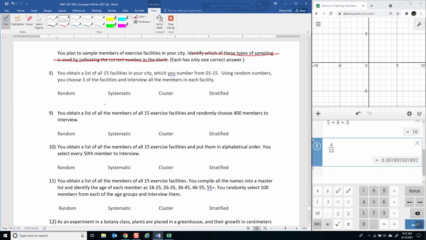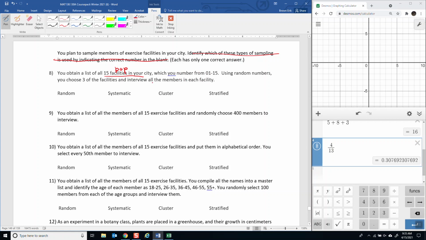That should be deleted. So we're circling the correct answer. All right, we get a list of all 15 facilities. So this is the population in that city, which you number from 1 to 15 or 0 to 15, whatever. And then you're using random numbers. You choose 3 of the facilities and interview all of the members in each facility. Okay, notice we're grouping.